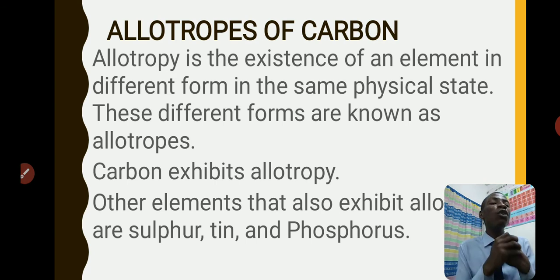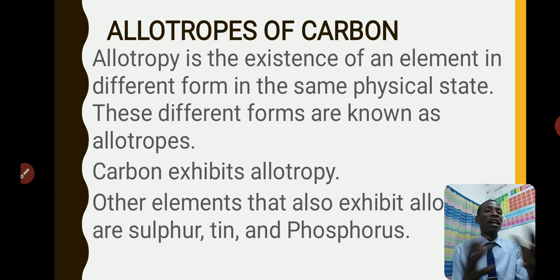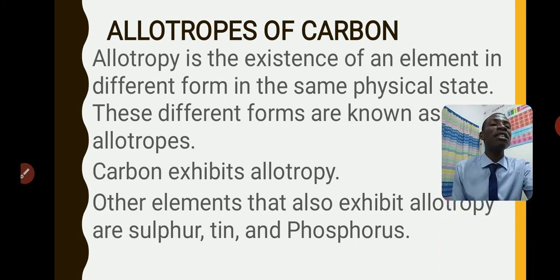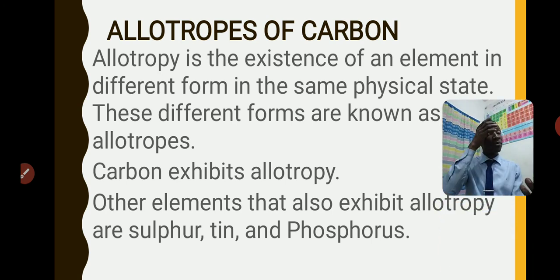What do we mean by allotropy? Allotropy is a situation whereby a single element can exist in more than one form, yet in the same physical state. When a single element can exist in more than one form in the same physical state, you say the element is exhibiting allotropy. Take for example, those acting in theatre.